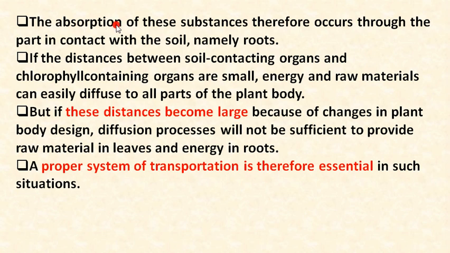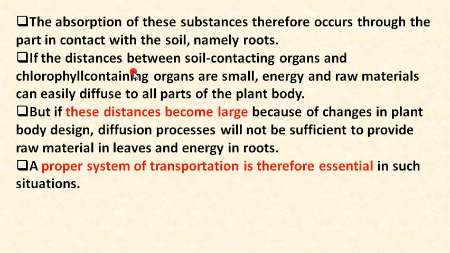Absorption means taking up nutrients or substances. Absorb means to take something in. So the plant will absorb the substances from the roots and from the soil. Now, if the distance between soil containing organs and chlorophyll containing organs is small, energy and raw material can easily diffuse to all parts of the plant body.